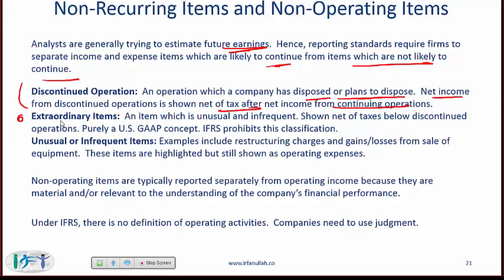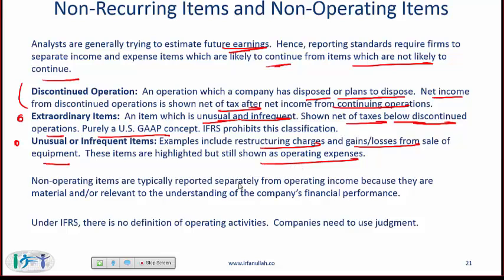Next item, extraordinary items. This is an item which is unusual and infrequent, so remember that, shown net of taxes below discontinued operations, and this is purely a US GAAP concept. IFRS does not have any concept of an extraordinary item. Next is unusual or infrequent items. Examples include restructuring charges and gains or losses from sale of equipment. These items are highlighted but need to be shown as operating expenses.